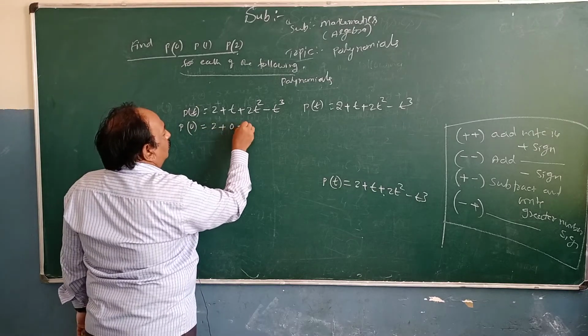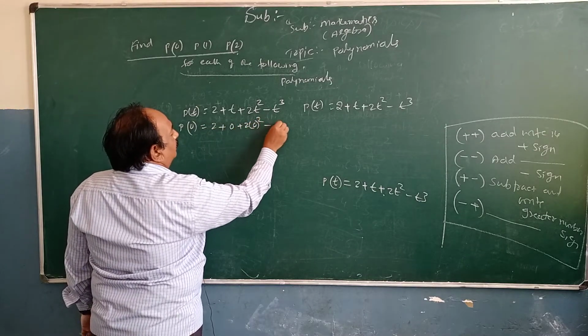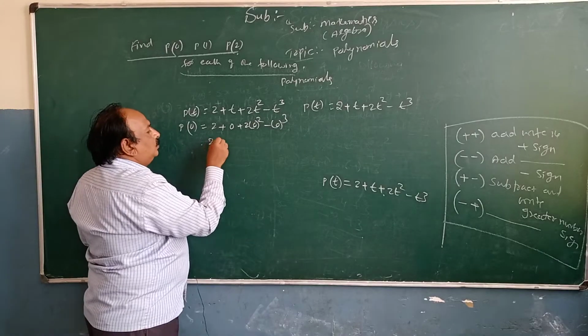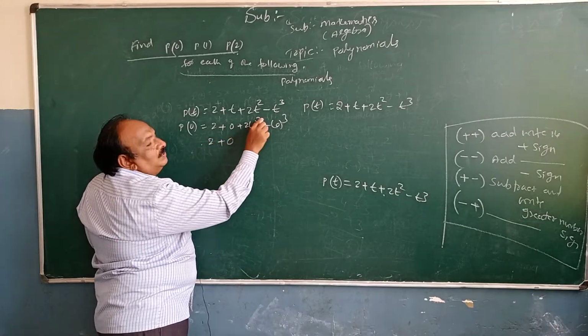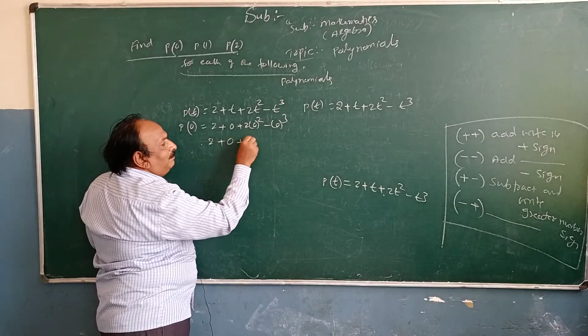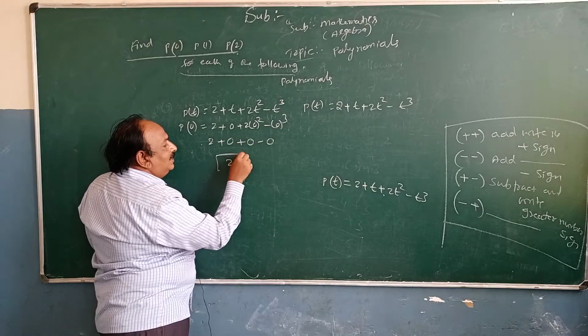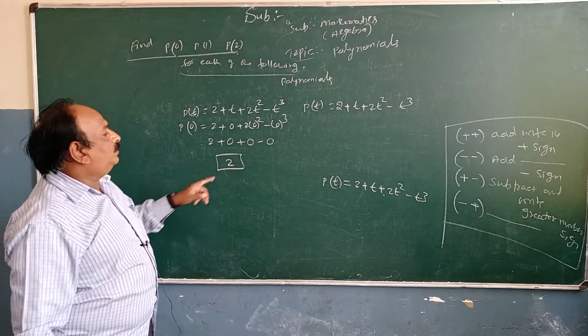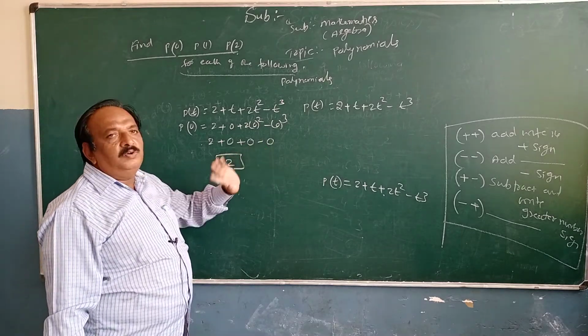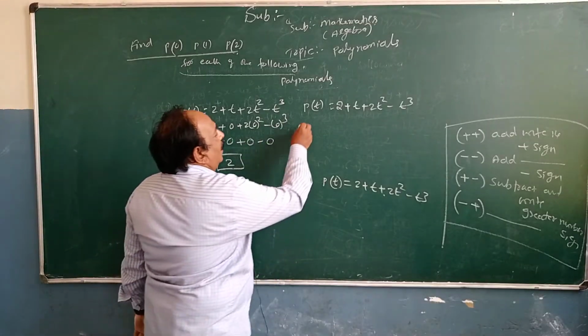2 plus 0 plus 2 into 0 square minus 0 cube. 2 plus 0. 0 square is 0. Any number multiplied by 0 is 0. The value is 2. One student has the result plus 0 minus 0. No problem. The 0 has no value.